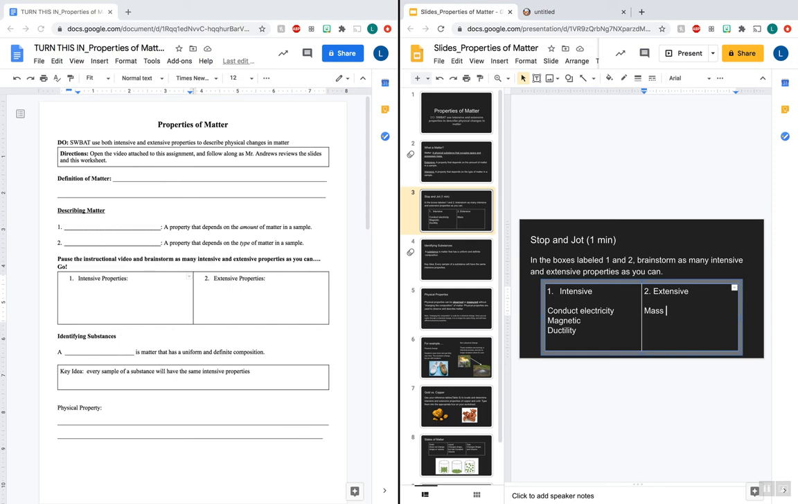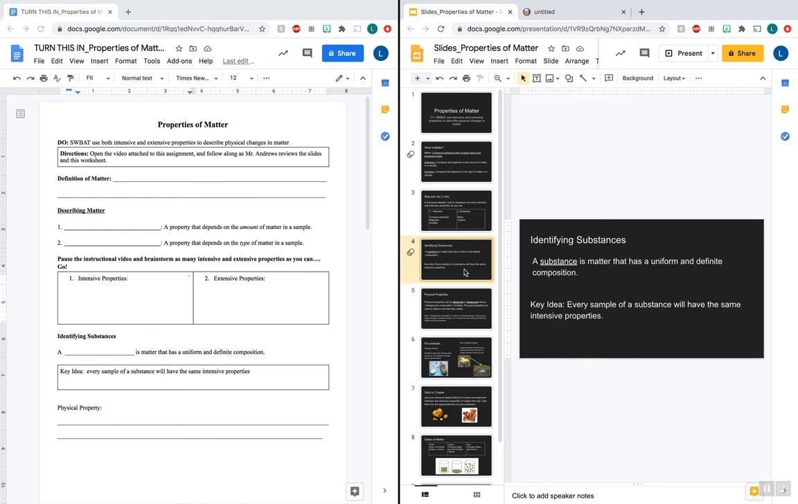So they will weigh different amounts. They will have different volumes. These are really the big ones when we talk about extensive properties, and there's more out there, and we'll explore them more as we go on and have more opportunities to dive deeper into this.